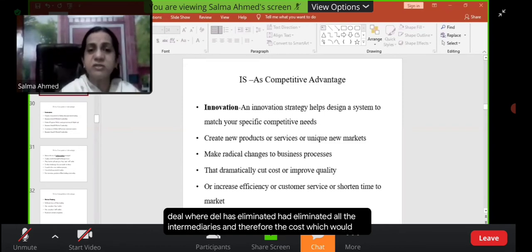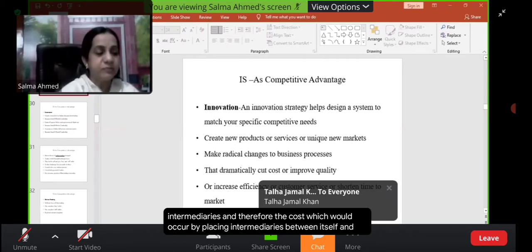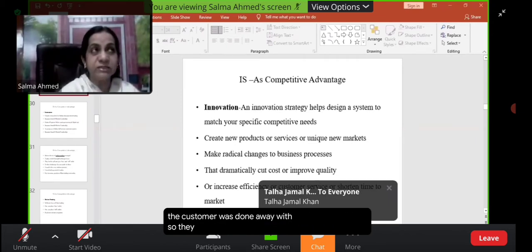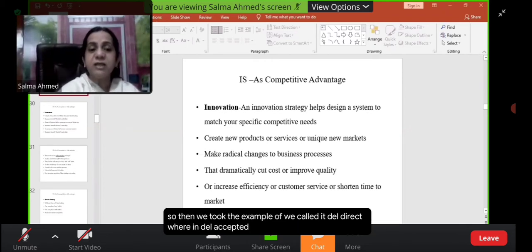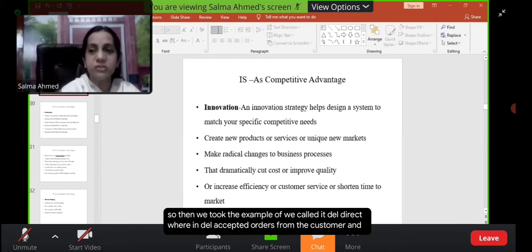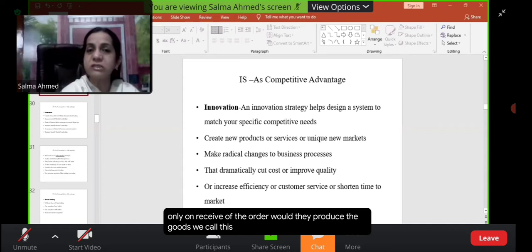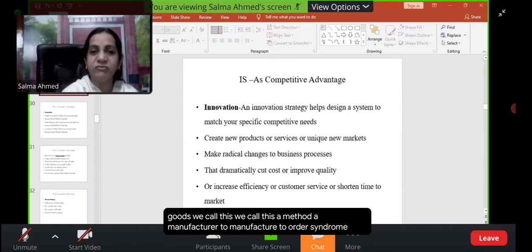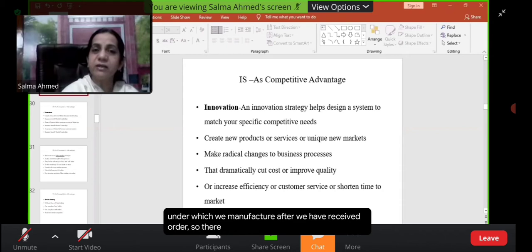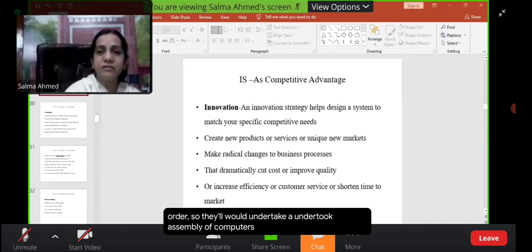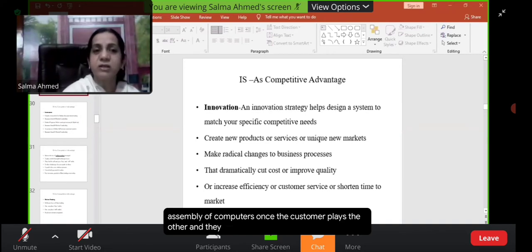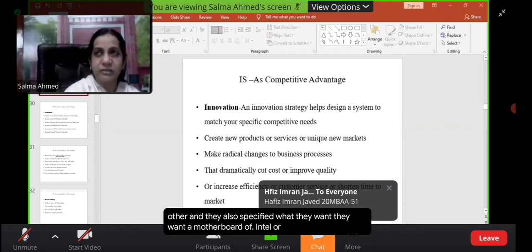Then we took the example of what we called Dell Direct, wherein Dell accepted orders from the customer, and only on receipt of the order would they produce the goods. We call this the manufacture to order method, under which we manufacture after we have received the order. So Dell undertook assembly of computers once the customer placed the order, and the customer also specified what they want. They want a motherboard of Intel, or a motherboard of Acer, a keyboard of Logitech, or a monitor of Dell, and so on and so forth.